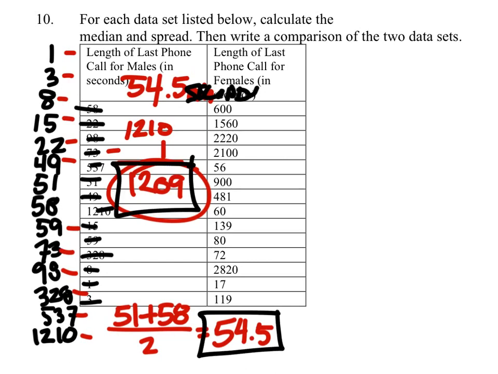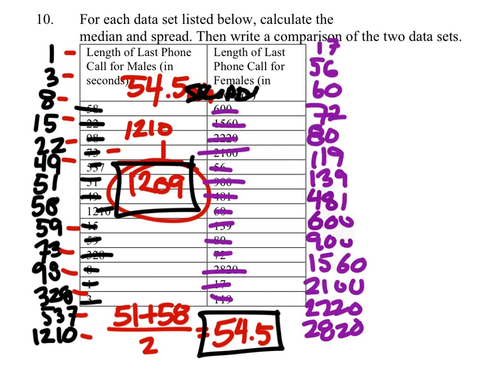Now let's go ahead and list all the females, from least to greatest. So there it is, listed from least to greatest. Okay, now let's check and see which one of these is in the middle. So we'll cancel those two out, and then these, and then these, and then these, and then these. And we have these two numbers in the middle.